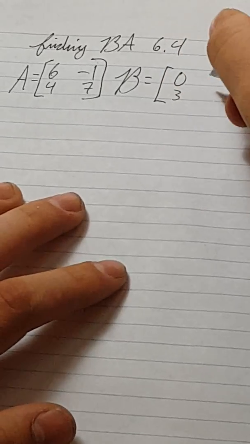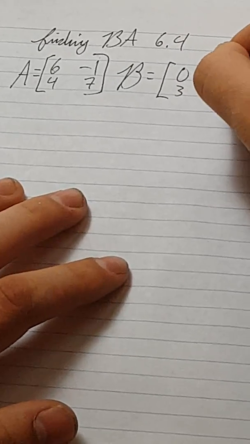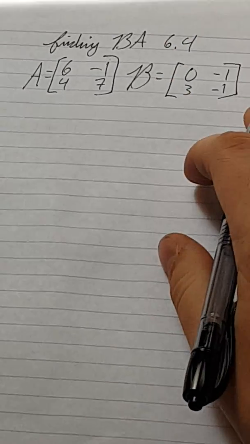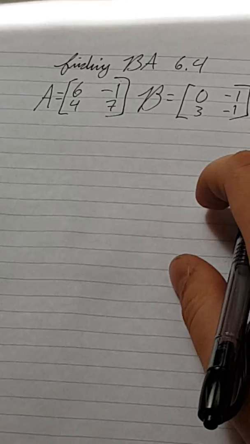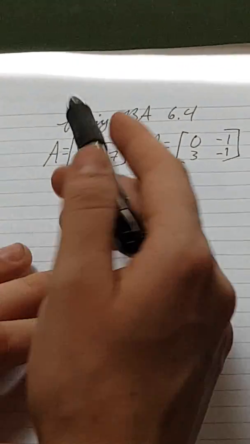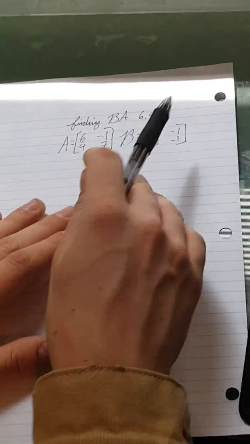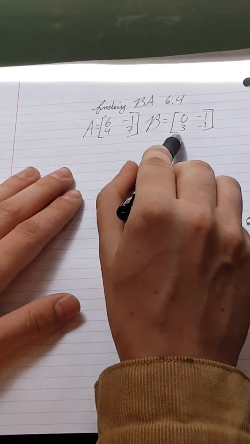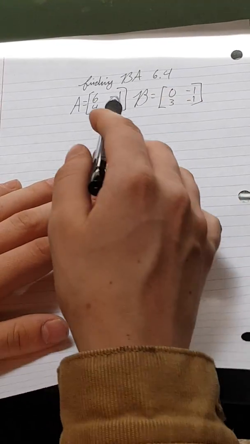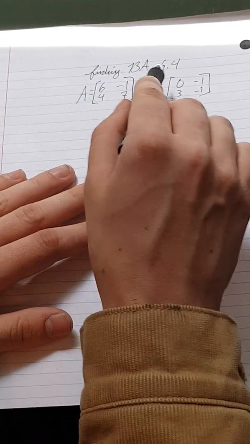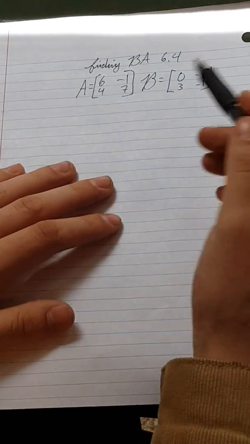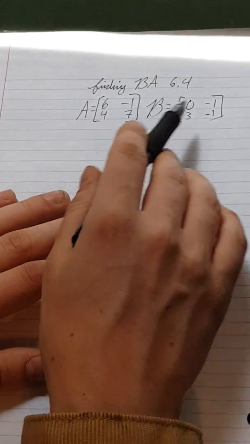0, 3, -1, -1. All right. So basically, to multiply these, we're going to do exactly what it says, but you cannot just multiply A times B because you'll come out with a completely different answer. A lot of people think that you just multiply like 6 times 0, -1 times -1, 4, 3, and it doesn't work that way because there's a certain method you have to do.